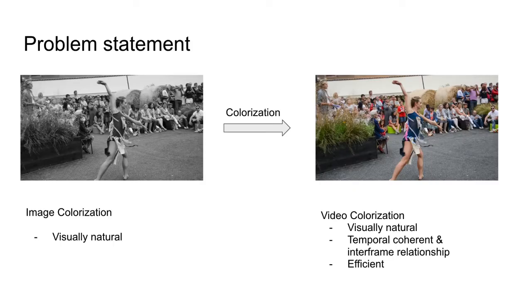Colorization aims at converting black-white images to natural color images. Most related works focus on image colorization, and their objective is to generate visually natural images. Our task is to colorize a grayscale video. This requires temporal coherence. Besides that, every single frame should be colorized naturally. Moreover, the process should also be efficient, since video input is much larger than image input.